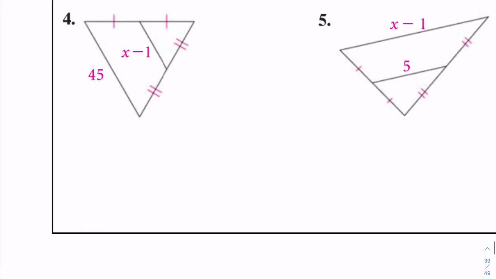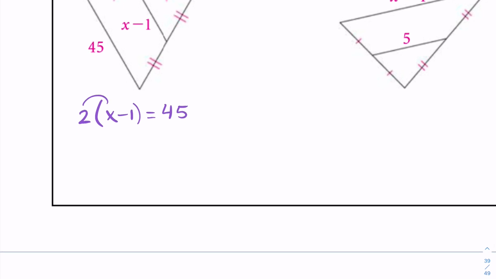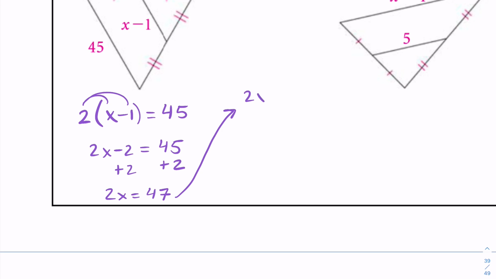Awesome. The next one, 2 of these, make sure you use the distributive property. You have x minus 1. So 2 times (x minus 1) equals 45. So 2x minus 2 equals 45. Add 2. You get 2x equals 47. And so now 2x equals 47. You're going to have to divide both sides by 2. So x equals 23.5.